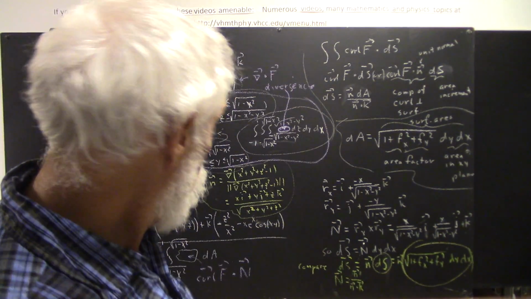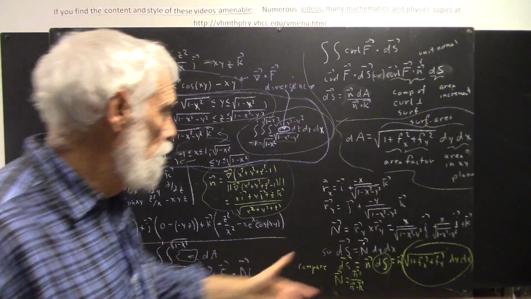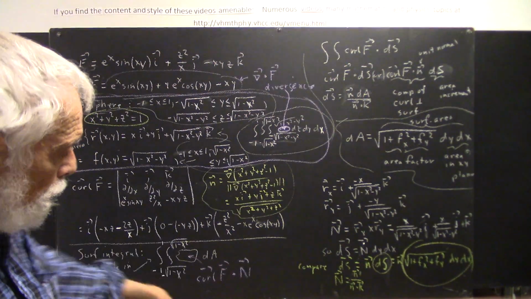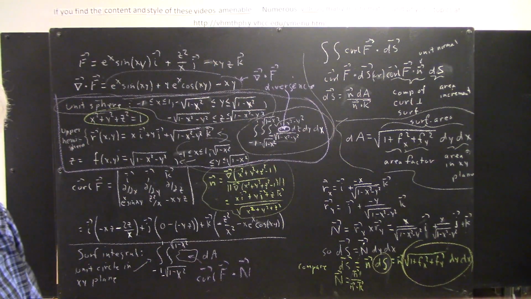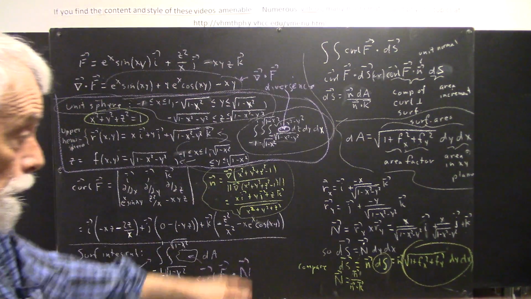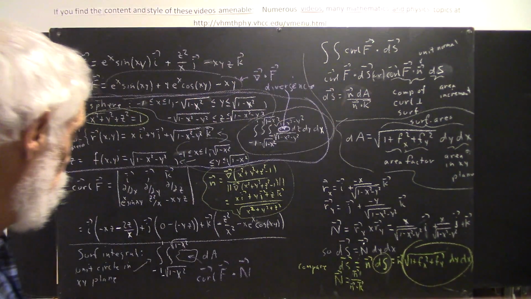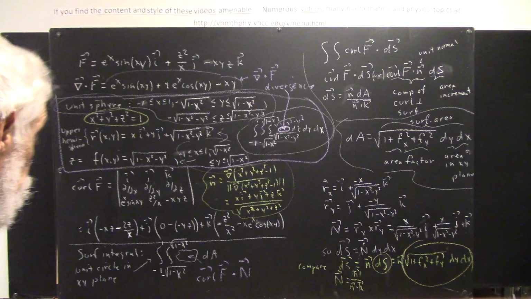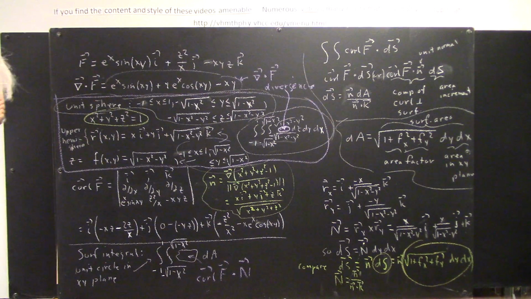So I'm going to cover every possibility, but it's much to your benefit to understand how all these increments work together. Now we're going to boil it down to one way of representing the area increment in the curl of f dot dS integral. But we'll do that in the next video.